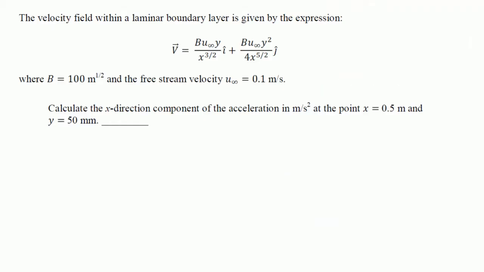Here, we will do only one problem in one video. The problem which I have picked is from GATE XE 2012. The velocity within a laminar boundary layer is given by that expression, where B is equal to 100 root meter and the free stream velocity u infinity is 0.1 meters per second. Calculate the x direction component of the acceleration in meter per second square at the point x is equal to 0.5 and y is equal to 50 mm. Since I say x direction component, it is nothing but ax.